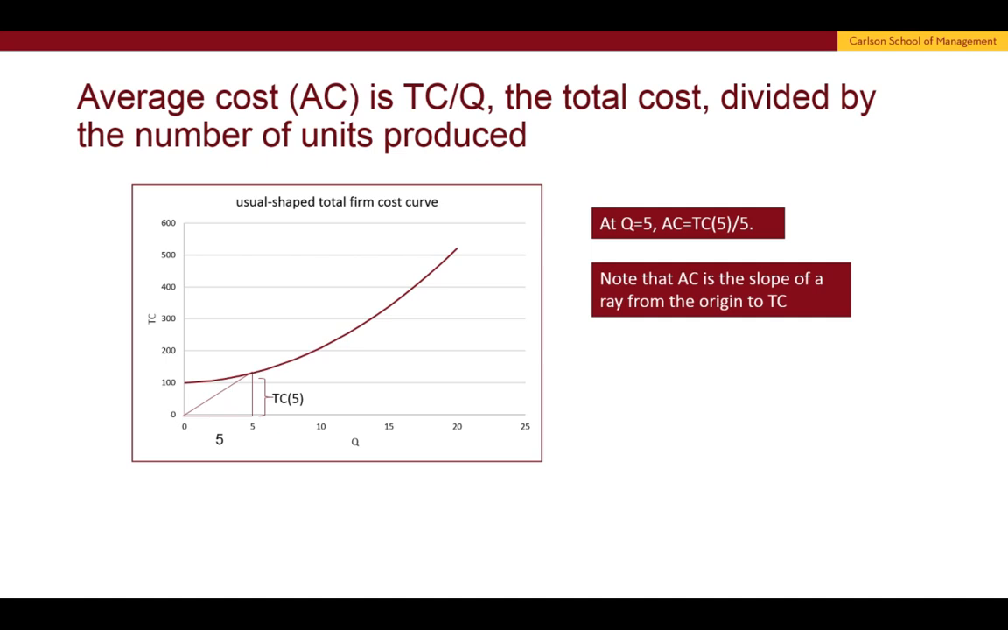Now one thing to note that's kind of handy for us is that we can illustrate average cost as the slope of a ray from the origin to the total cost of producing any particular quantity. Note here that I've drawn a ray from the origin, that is the point where it's 0 on the quantity axis and 0 on the total cost axis. So we have this ray running from that origin to the point along the total cost curve associated with producing 5 units of output. Now slope is rise over run, so that means the slope of that ray is TC of 5 divided by 5, which is exactly the average cost of producing 5 units.